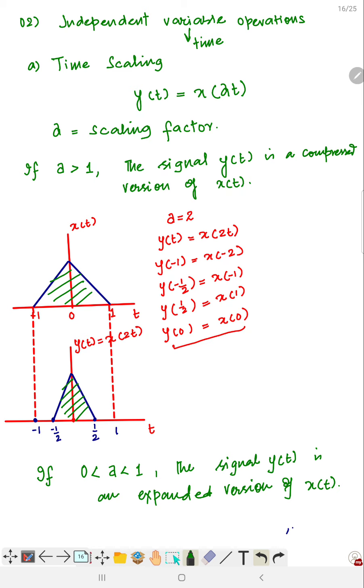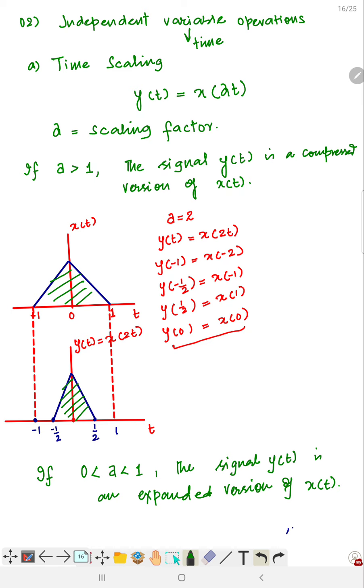Right? So the signal will expand. Its time span will be greater if the scaling factor lies between 0 and 1. Negative values are another operation we will take after this, called reflection, or folding. But for the time being, we'll consider only the positive values of the scaling factor.